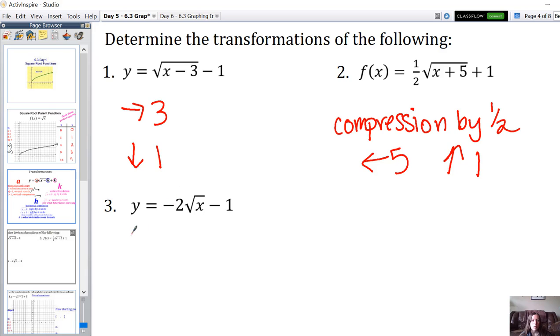Then finally, y equals -2 square root of x, minus 1. This negative tells us we're going to reflect. The 2 tells us we are going to have a vertical stretch. And then this -1 on the outside tells us we're going down by 1 unit. And those are some of the different transformations.